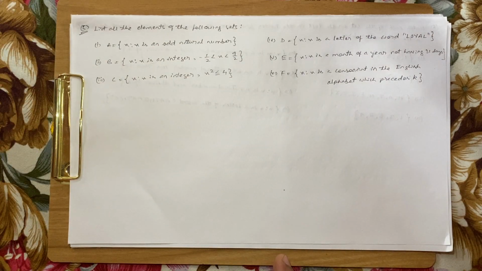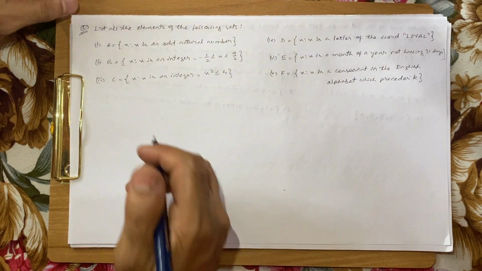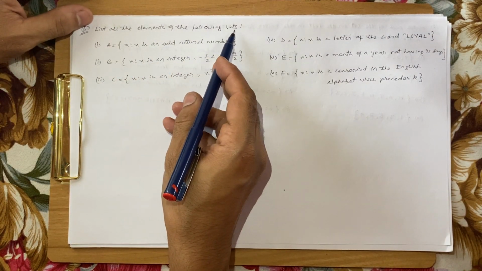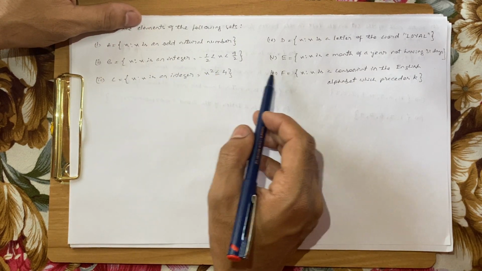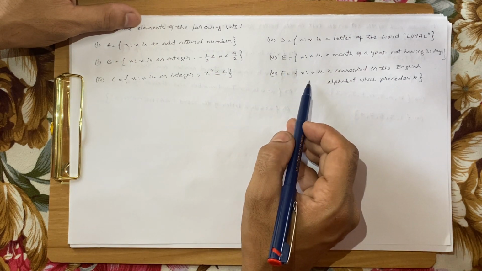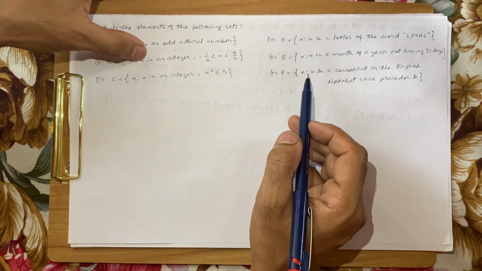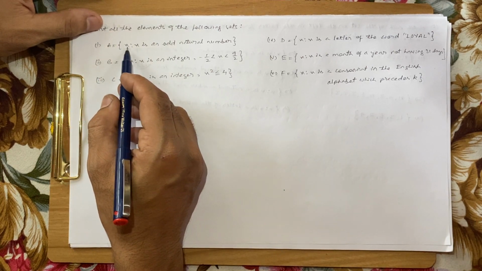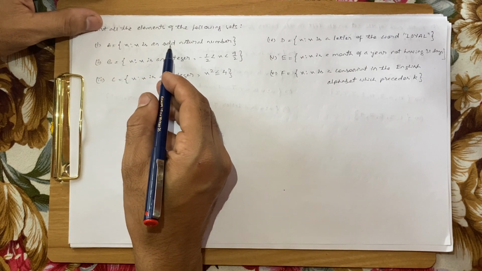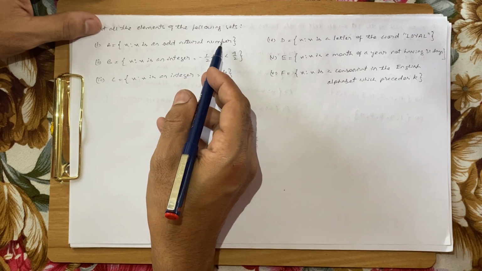Now let's move on to the next question here, question number 5. List all the elements of the following sets. Okay, we need to write the elements of the sets. So there are 6 sets and all of them have been given in the set builder form: x such that, x such that, x such that. Okay, so let's look at the first one. A is equal to x such that x is an odd natural number.